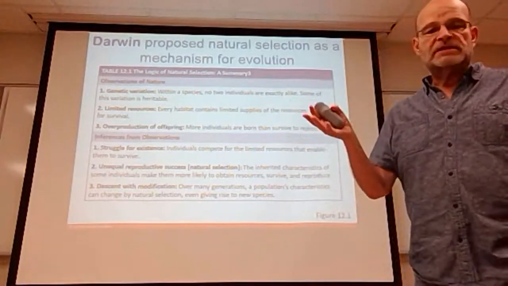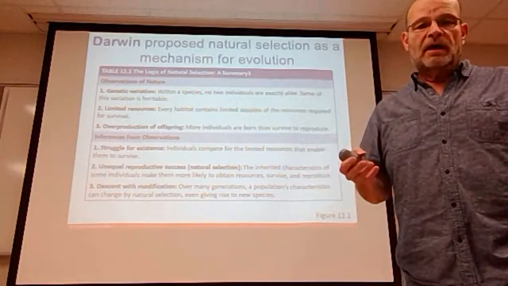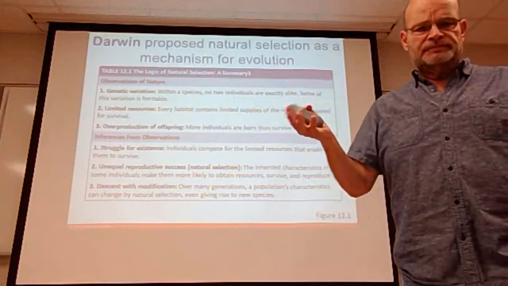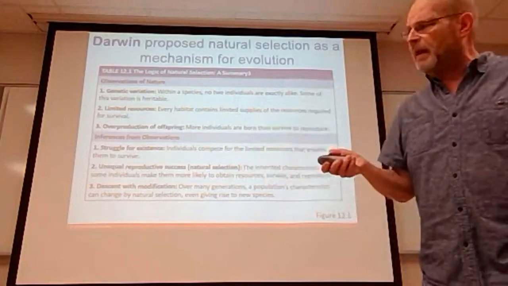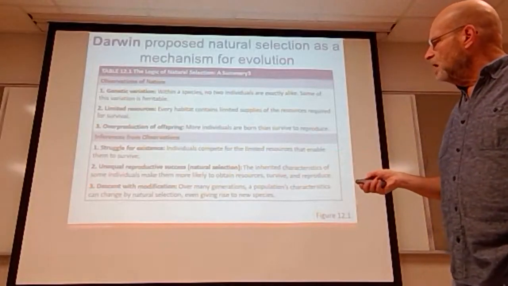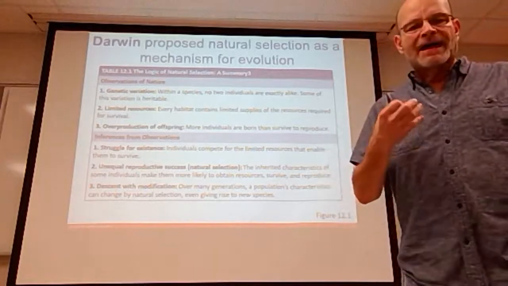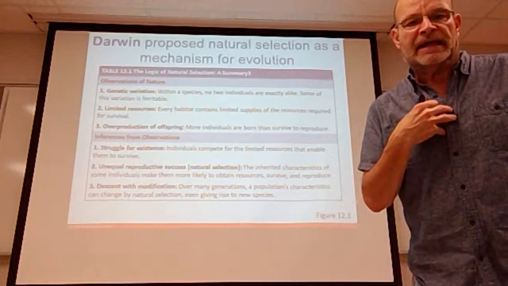Whatever the case may be, one guy's better looking than the other one, so the girls gravitate toward him. One guy is more physically fit, so he can beat up all the rest of them, and he gets to make the babies. So again, unequal reproductive success. And something called descent with modification. Simply what that means is, I'm not going to change, but my offspring might.